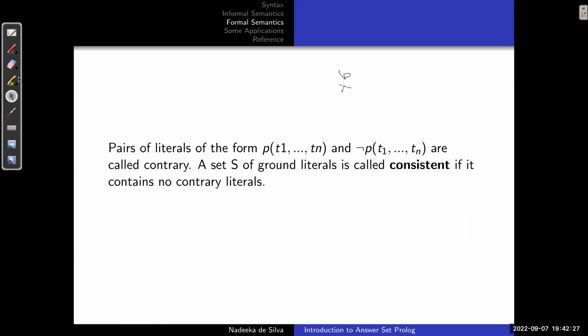Now I will go to the formal semantics. Okay. Pair literals are of this form, a predicate and the classical negation of a predicate, and these are called contrary. Okay, a set S of ground literals is called consistent if it contains no contrary literals. Okay.